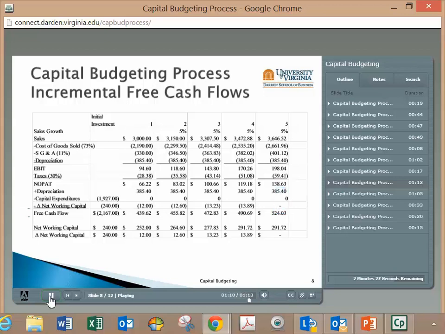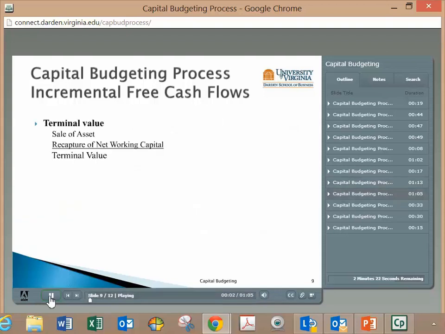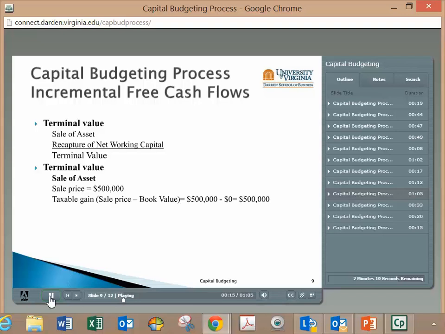The terminal value in this case has two parts, the sale of the asset and the recapture of net working capital. For the sale of the asset, the sales price is $500,000. However, there will be taxes due on this sale. With a sales price of $500,000 and a book value of 0, the taxable gain here is $500,000. Assuming a tax rate of 30%, the taxes due on the sale would be $150,000. The after-tax cash proceeds from the sale of the asset then would be $500,000 minus $150,000 in taxes for a net cash proceeds of $350,000.